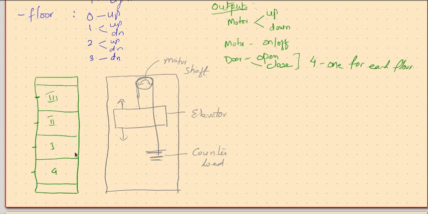Then the first action should be that the elevator, wherever it is, should check whether it should go up or down. So where is it? It is on the zero floor, where it should be made to go to the third floor. So should it go up or down? Definitely it should go up.